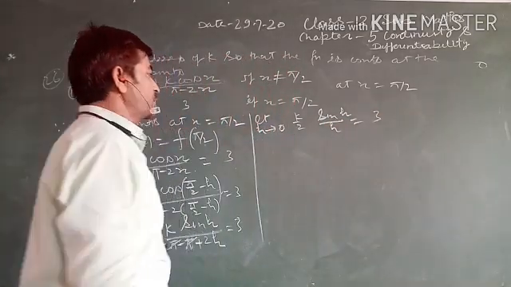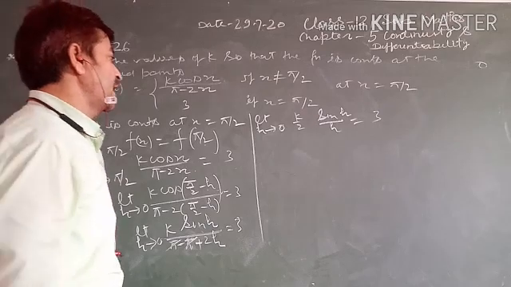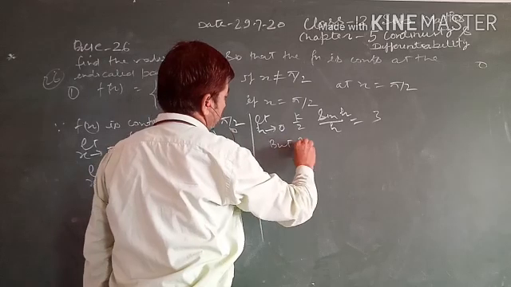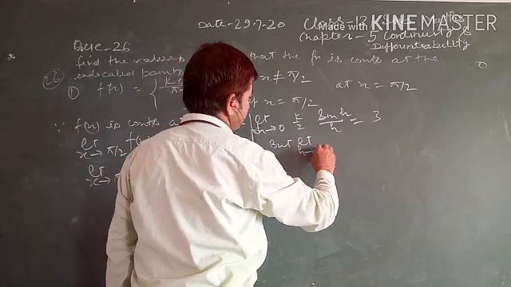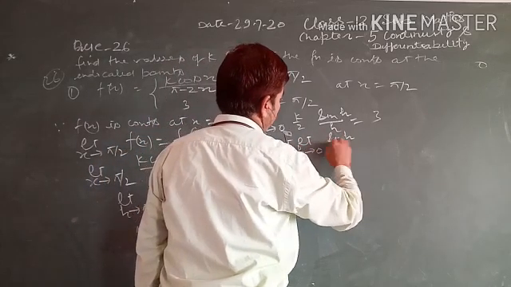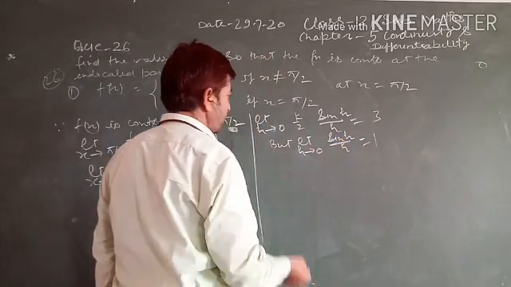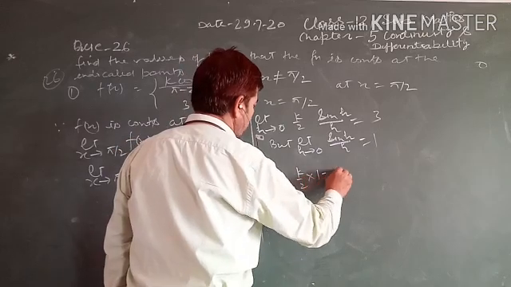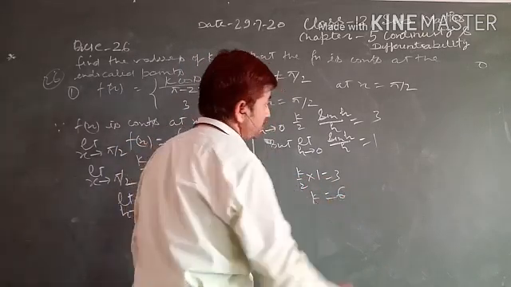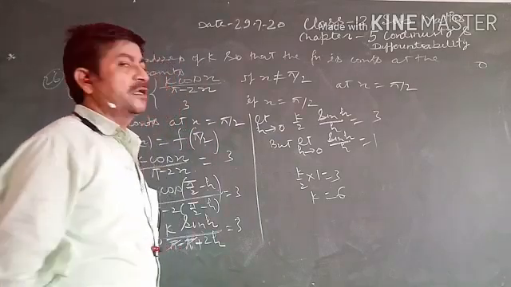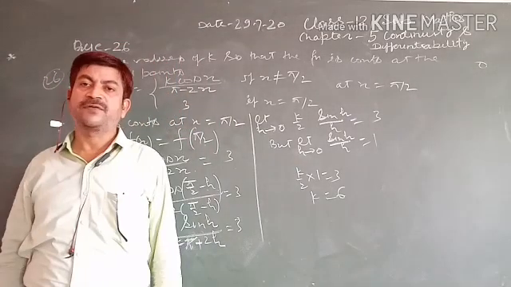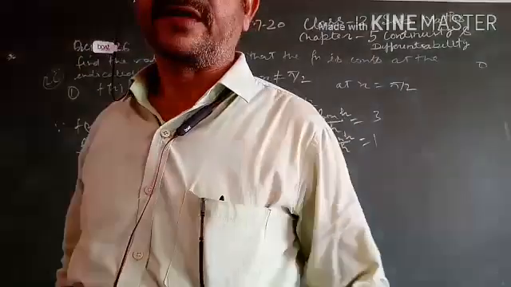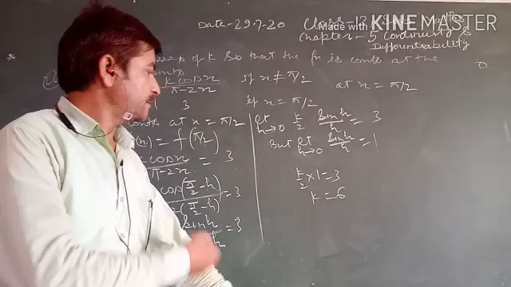Students, we know that limit h tends to 0 sin h upon h is 1. Then its LHS is k upon 2 into 1 equal to 3. This gives k equal to 6. For k equal to 6, the given function is continuous.